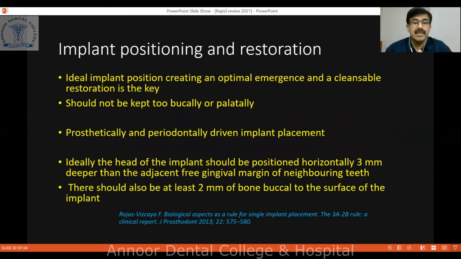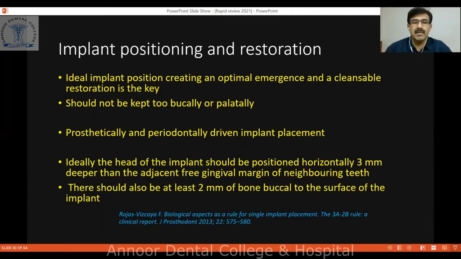The next important factor is implant positioning and restoration. The previous dictum, as I told you before, was bone-driven implantology, where you place an implant wherever there is sufficient bone. But now that is not the case. Now implantology is a prosthetically and periodontally driven science. So you have to decide where your final prosthesis is coming, and depending upon that, place the implant in a good angulation. If there is no bone, you have to do different regenerative surgeries to grow bone in that area, and then place an implant there.